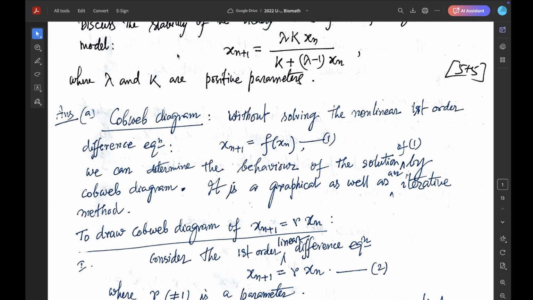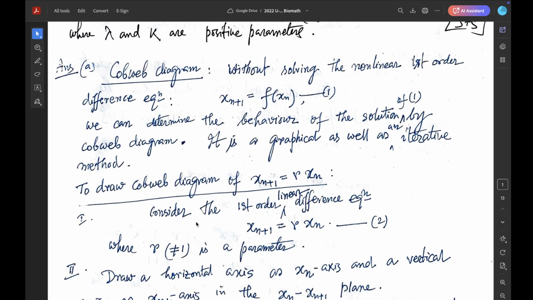Cobweb diagram. Without solving the nonlinear first order difference equation x_{n+1} = f(x_n), where f(x_n) is a nonlinear function, we can determine the behavior of the solution of the difference equation by Cobweb diagram. It is a graphical as well as an iterative method.